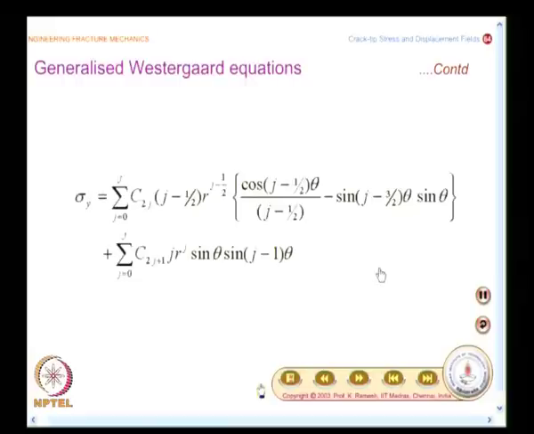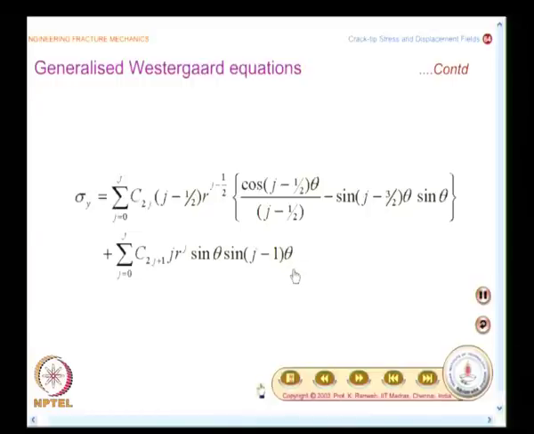You have an expression for sigma y, this also I will read it out for you. I have sigma y equal to summation over j equal to 0 to capital J C 2j multiplied by j minus 1 half multiplied by r power j minus half multiplied by cos j minus half theta divided by j minus half minus sin j minus 3 by 2 theta sin theta. And the second term is summation over j equal to 0 to capital J C 2j plus 1 j r power j sin theta sin j minus 1 theta.